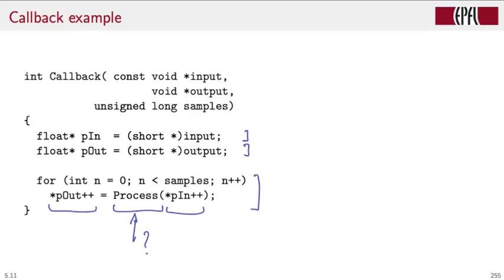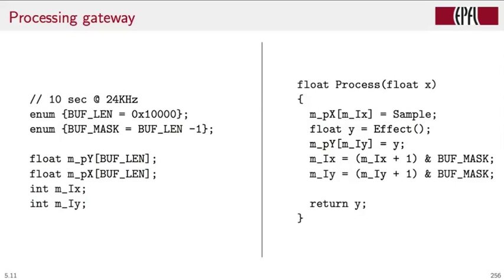So let's expand that, and let's define a generic processing gateway. If we're going to use filters, we will need to put in place buffers to store past samples of the input and of the output. So we do this here on this left part of the panel. As we said before, we decide to use floats. So we define a buffer of a certain length, and we choose a power of 2 for convenience so that the circular buffer can be rolled around with a simple masking operation. So we define two buffers of equal length and two indices into the buffer.